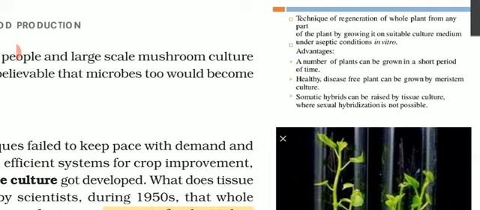Can we grow a new plant from a suffering plant? Answer is yes. Now the question comes, how can we grow? It is suffering from a disease. Let's say a fungus has attacked any plant.